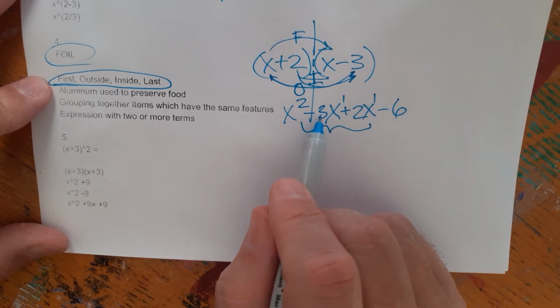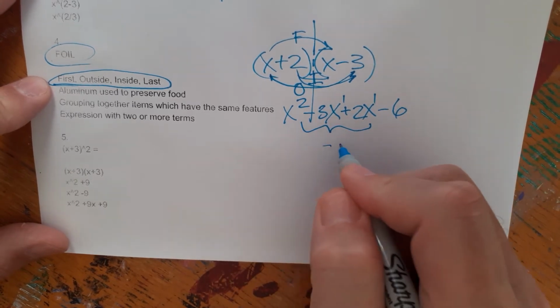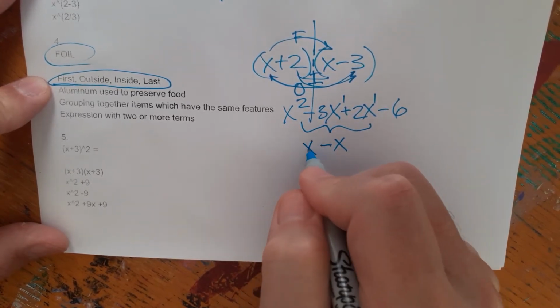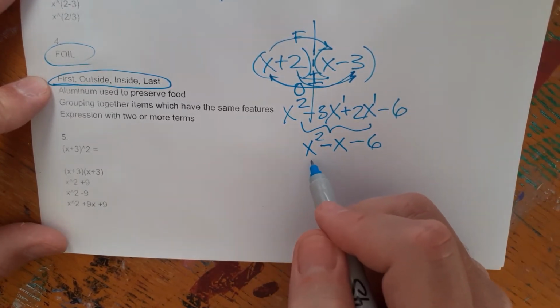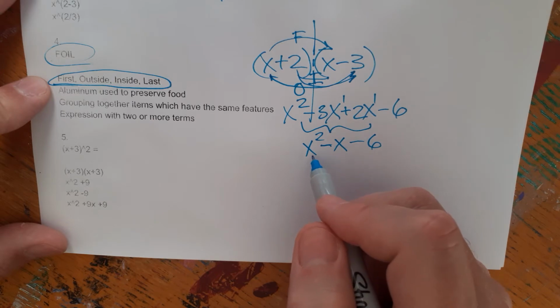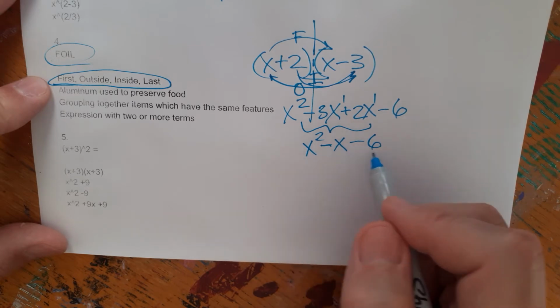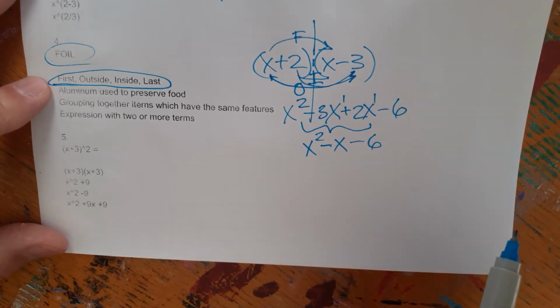Well, in this case, the -3x plus 2x leaves you with -1x. There's still an x squared on here, and there's a -6. And now notice we are left with a 3-term expression, or a trinomial. 1, 2, 3. Each one of those is a term.